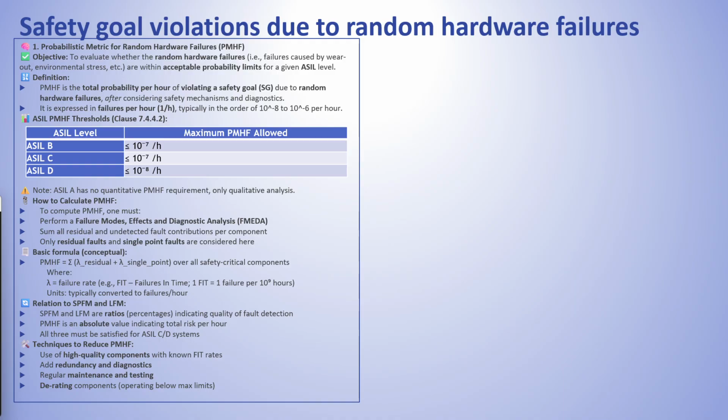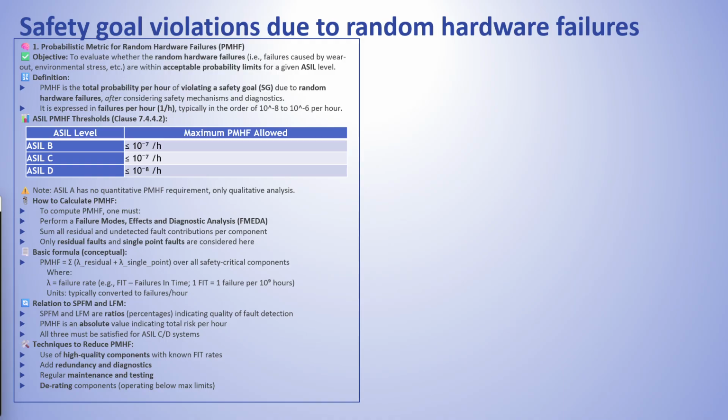100 million hours. Yeah. It's hard to even imagine. It really is. It works out to something like over 11,000 years for a single part. It pushes engineering right to the edge. For ASIL B and C, the target is less than 10 to the minus 7 per hour, so 1 failure per 10 million hours. It's still incredibly low. ASIL A doesn't have a quantitative PMHF target.